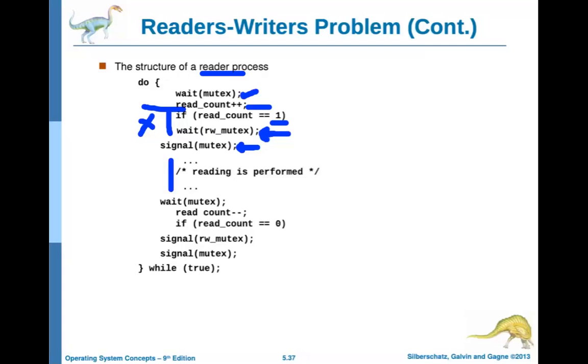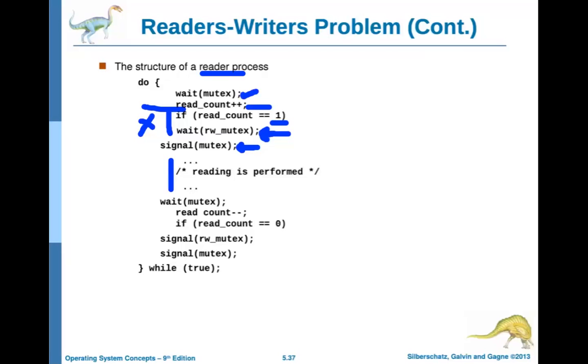Okay, so this step is important. Signal mutex should be after acquiring the lock on the read write mutex. Now this is required only for the first reader. If a second reader is there, read count is definitely greater than 1, so they will immediately start reading.